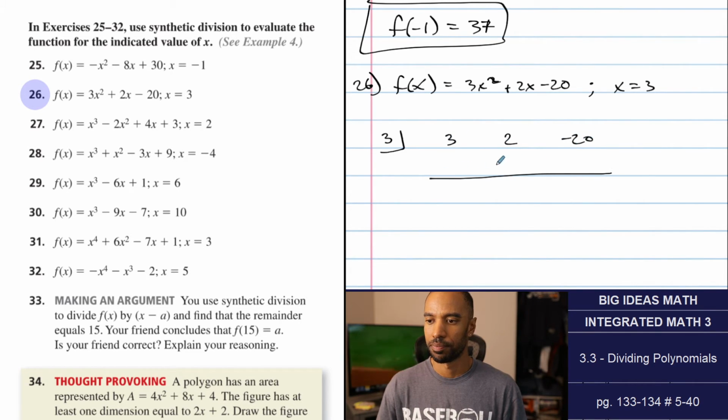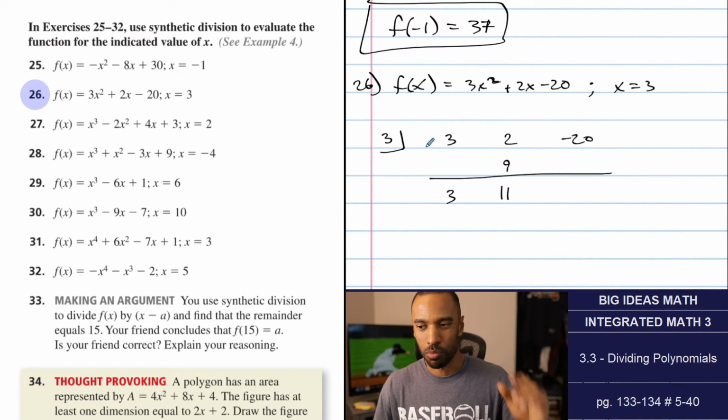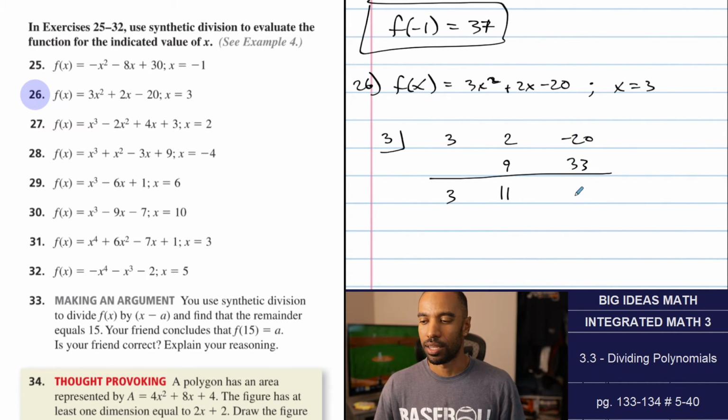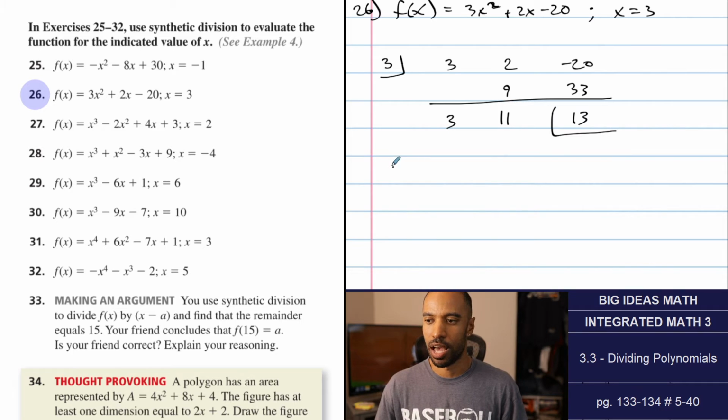Let's go to work. Multiply, we get 9. Excuse me, uh-oh. What did I just say? Bring it down. Multiply, we get 9. Sometimes I want to teach more than I want to do. And add those. After that, we get 13. So the remainder is the result of substituting 3 into this equation. f of 3 is 13.